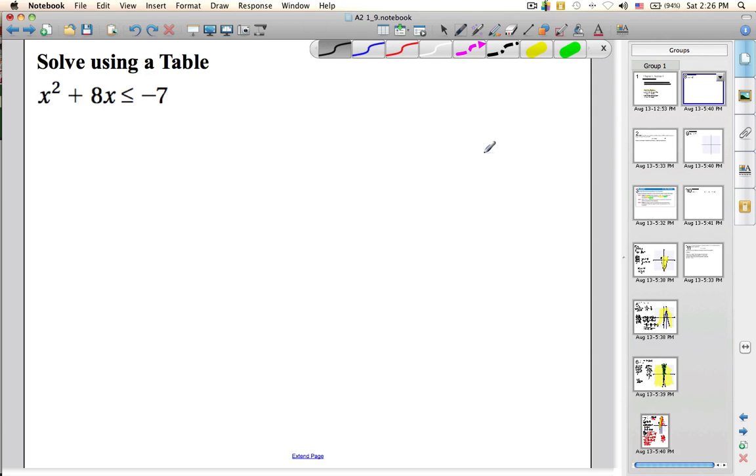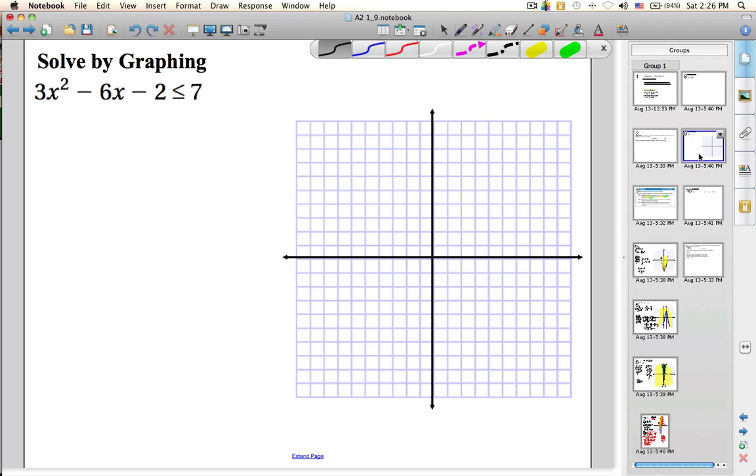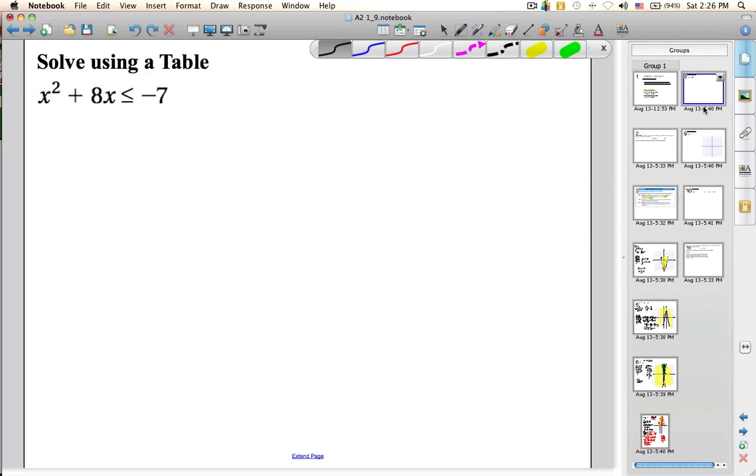Okay, so now when we talk about solving, we're going to look at solving in a couple of different ways. First thing I would want to do is put this into standard form. So I'll have x squared plus 8x plus 7 is less than or equal to 0. Remember, I'm solving.